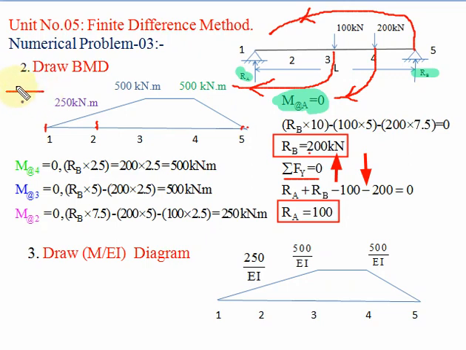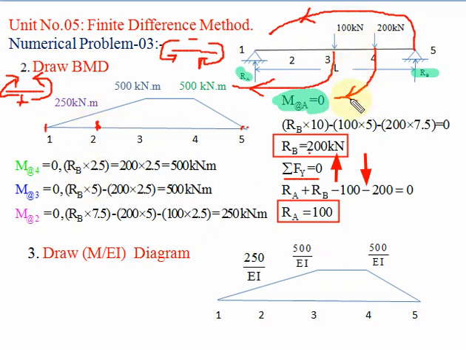If the sign convention is like this, the nature of bending moment will be sagging, so we consider this as positive. Next, if the forces are acting like this, then the nature of bending moment is hogging, negative. So we have to find the bending moment at this point.